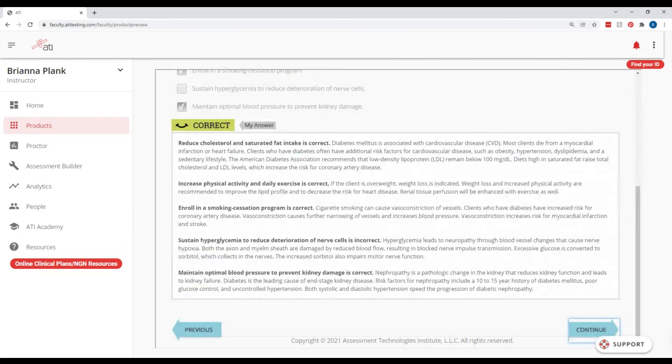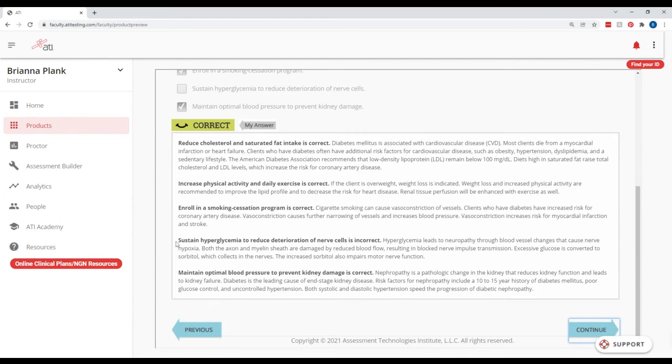So reducing cholesterol and saturated fat. In our diabetic patients, one of our complications is that this is putting them at risk for heart disease. So we want to address modifiable risk factors for coronary artery disease. We want to reduce cholesterol and saturated fat, increase physical activity and daily exercise. We want them to stop smoking.